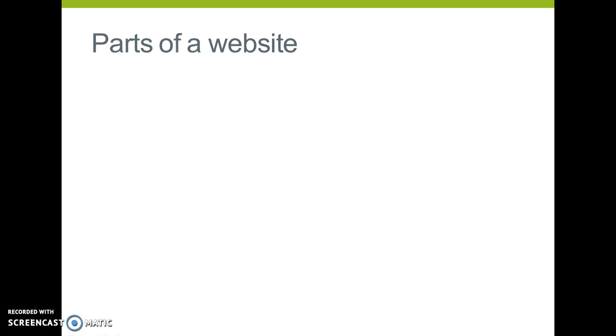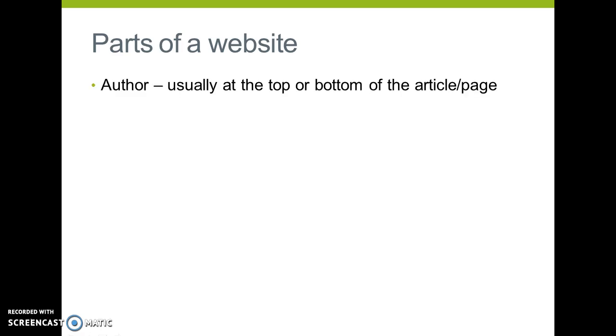Okay, let's look at the parts of a website. So you just saw the formula you need for citing a website. So where do you find all of that information? Let's look. So the author is usually at the top or bottom of the article and or page. Sometimes you can also find the author in the About section. So either About Me or About the page will oftentimes give you information about the author.